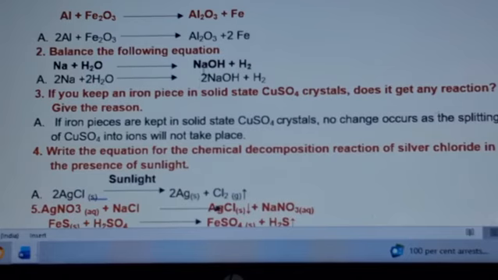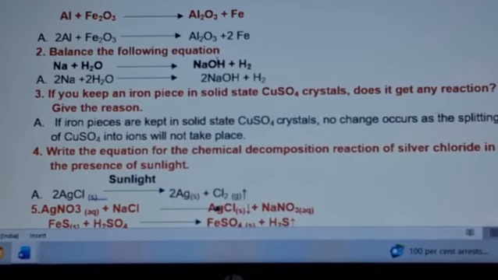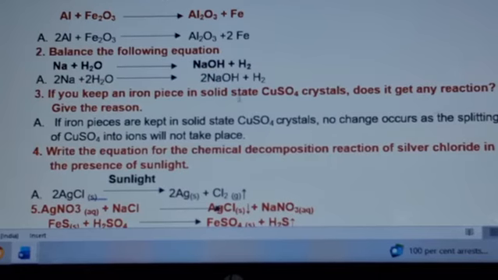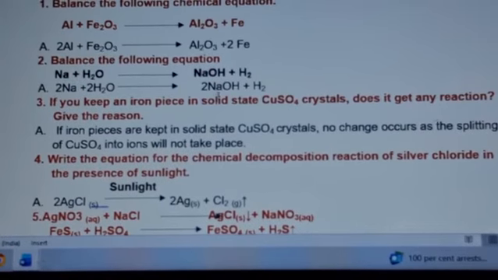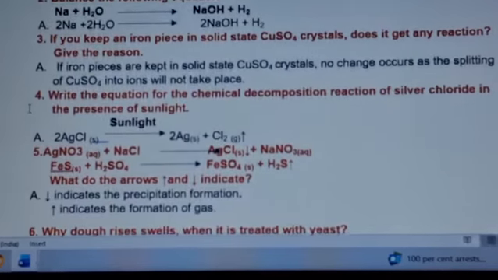And water, when you are taking 2 here, 2 into H2, 2 hydrogens plus 2 hydrogens, total 4. So when you write a multiple of 2 here, 2 twos are 4 hydrogens. So hydrogen got balanced. And oxygen also, here 2 oxygens are there, here also 2 oxygens are there. That is how the equation is balanced.